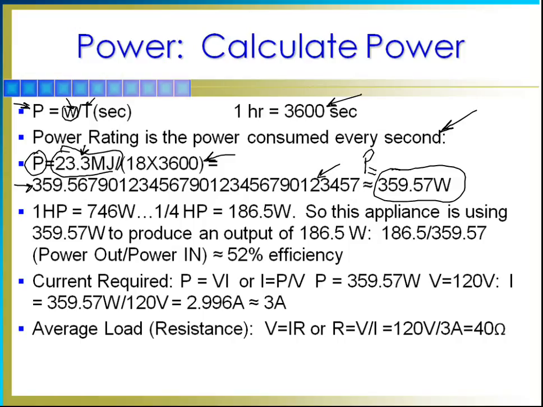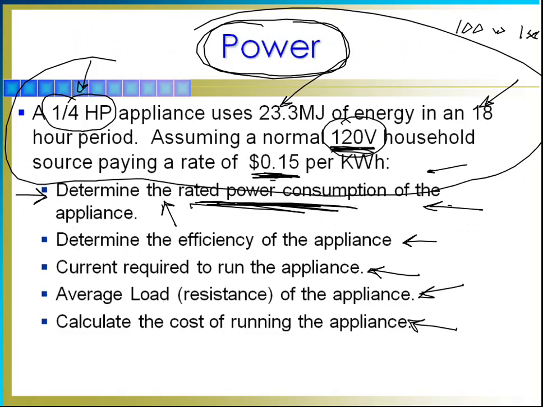P is approximately equal to that. So this is the power rating. When you look on the label, it's going to say 120 volts, so many amps, probably about 360 watts. Now, what was the second item we wanted to figure out? Well, first we determine the rated power consumption.